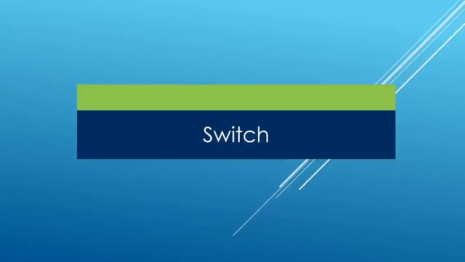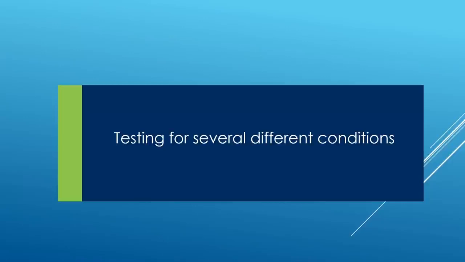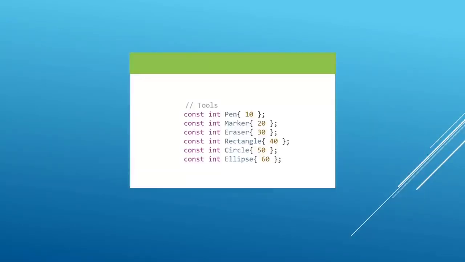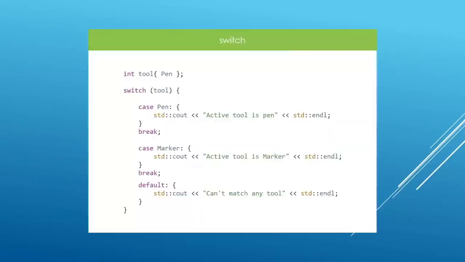In this lecture, we're going to learn about the switch statement. And this is an alternative way to do what we did with these else-if clauses in the last lecture. Basically testing for several different conditions, but in a much more compact way than what we did in the last lecture. We are going to be using the exact same example we did in the last lecture, and we're going to look at the switch statement and how it works in C++.